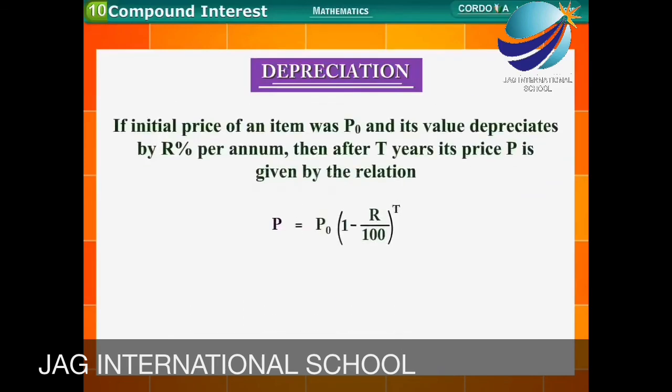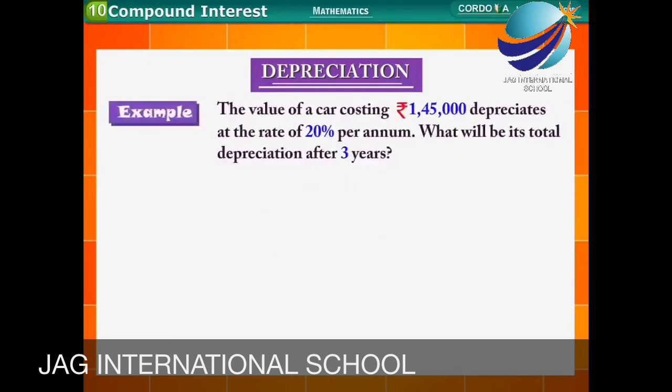If initial price of an item was P0 and its value depreciates by R% per annum, then after T years, its price P is given by the relation P is equal to P0 into (1 minus R upon 100) whole raised to the power T. Example, the value of a car costing rupees 1,45,000 depreciates at the rate of 20% per annum. What will be its total depreciation after 3 years?